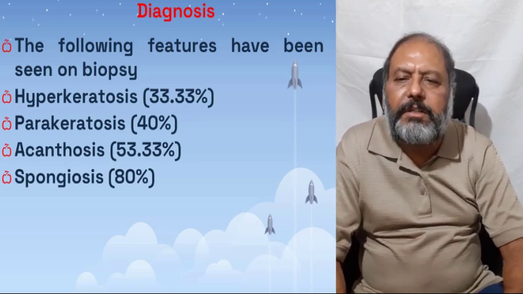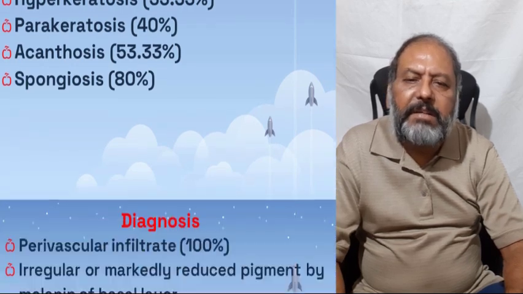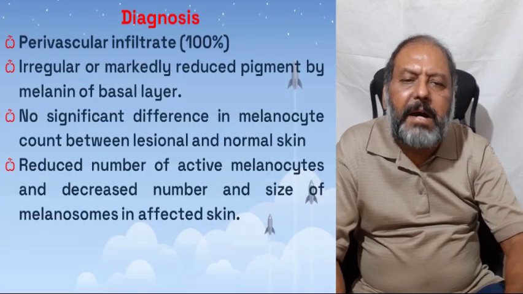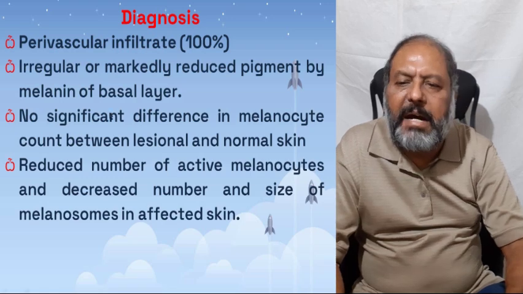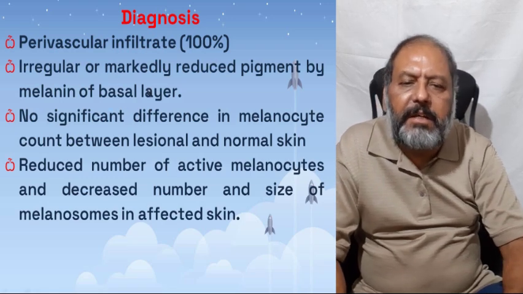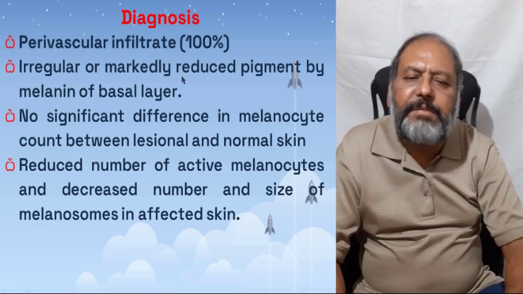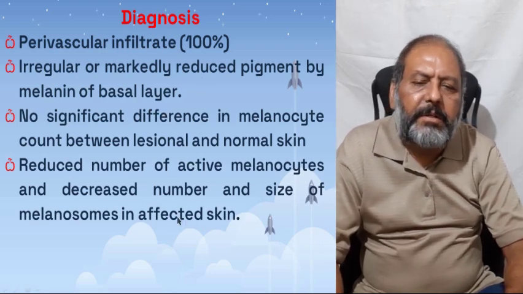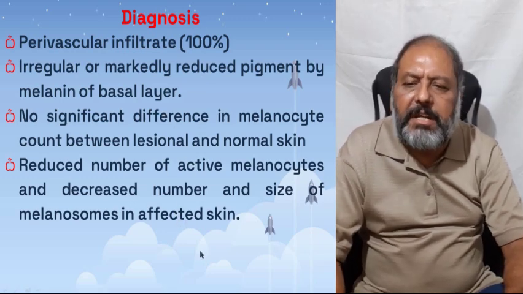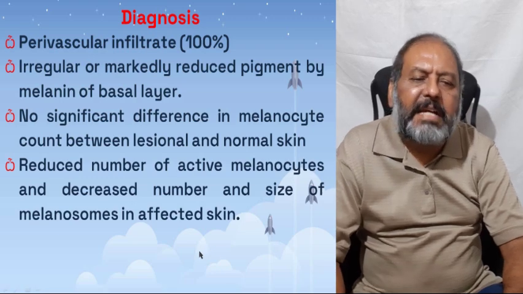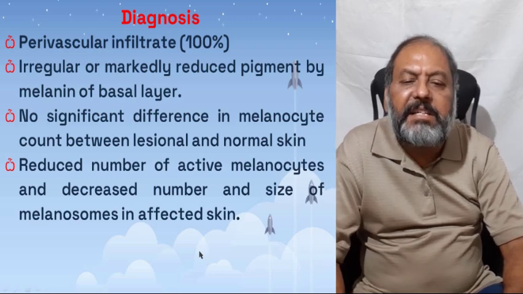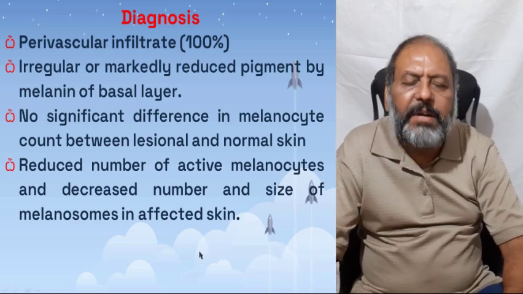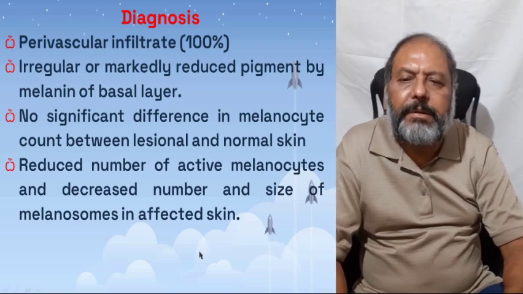So in diagnosis, we do have perivascular infiltrate in 100%, irregular or markedly reduced pigment by melanin of the basal layer seen, no significant difference in melanocyte count between lesional and normal skin, reduced number of active melanocytes, and decreased number and size of melanosomes in the affected skin have been seen.